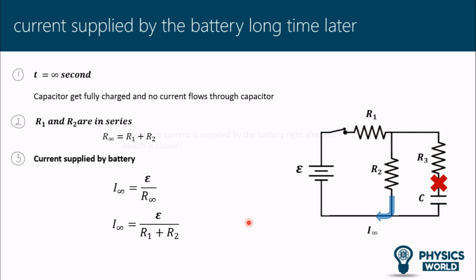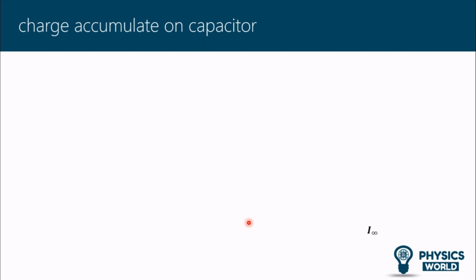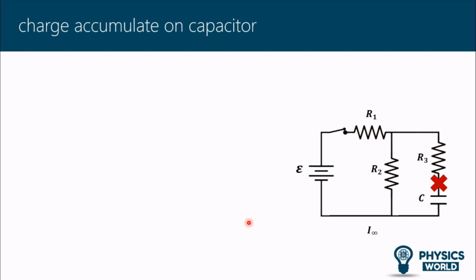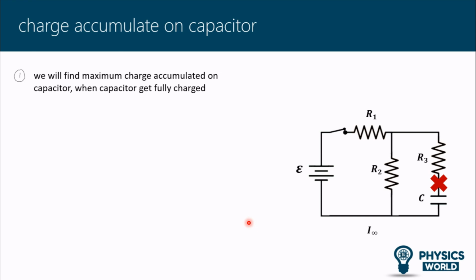Now we will solve our next problem, charge accumulated on the capacitor. So friend, as we know, after a long time the capacitor gets fully charged and maximum charge accumulates on the capacitor. Now we have the formula for charge on a capacitor. Q is equal to C into V. Here Q is the charge of the capacitor, C is the capacitance of the capacitor, and V is the potential drop across the capacitor.